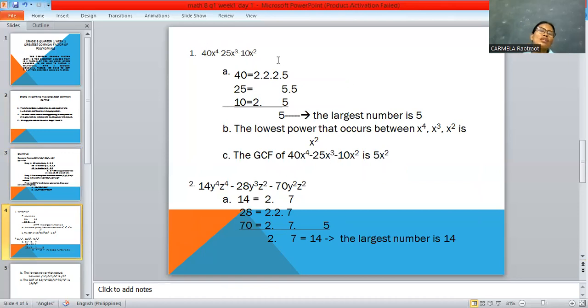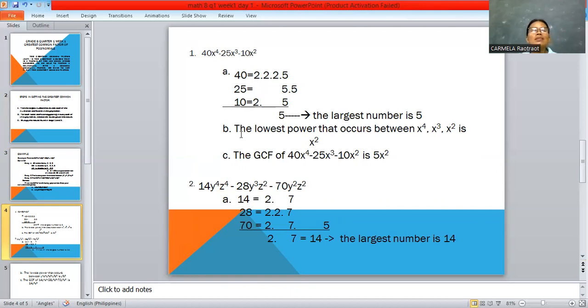Okay. So, 40, 25, and 10. Prime factorization: 2 times 2 of 40, 2 times 2 is 4, times 2, that is 8, times 5, that is 40. How about 25? That is 5 and 5. 5 times 5, that is 25. How about 10? That is 2 and 5. Okay. What is common in 40, 25, and 10 is 5. So therefore, 5 is the largest number.